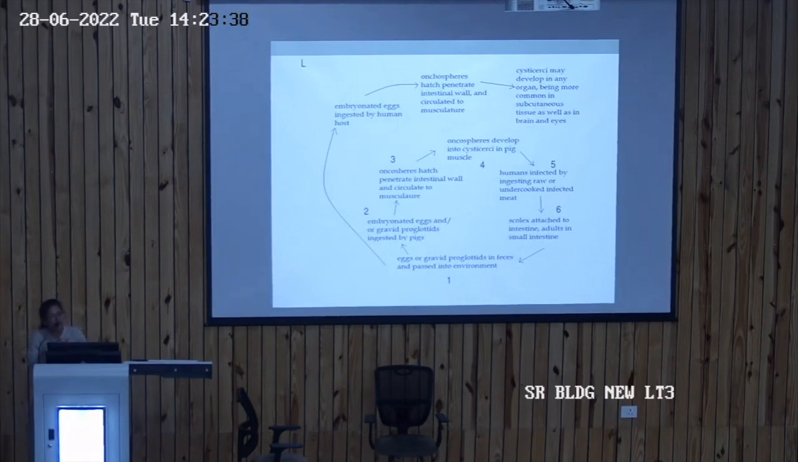Now this is how cysticercosis develops. Number one, eggs or gravid proglottids in feces pass into the environment.